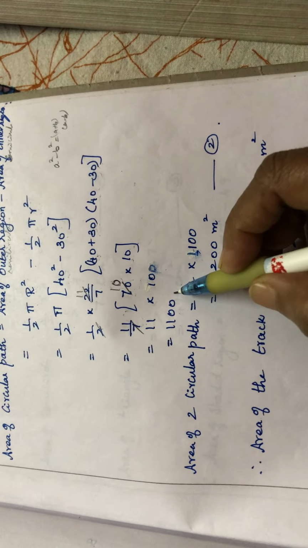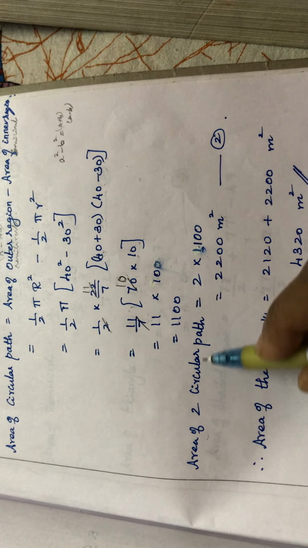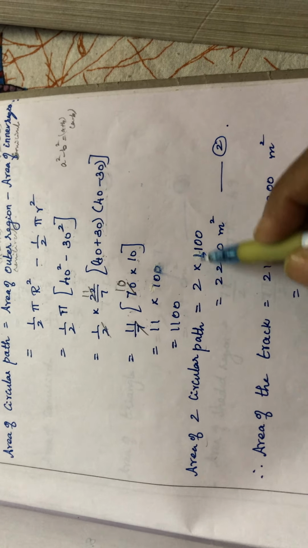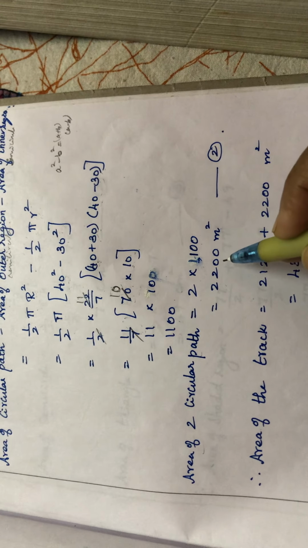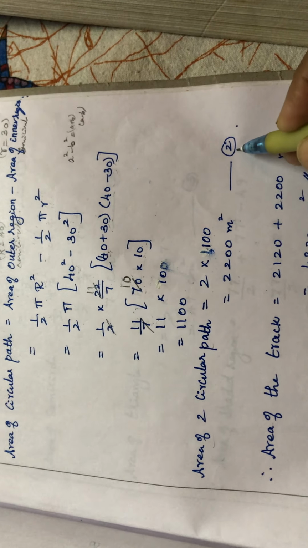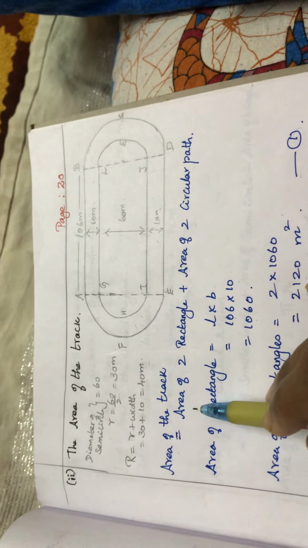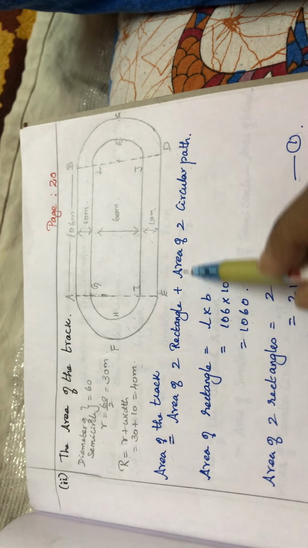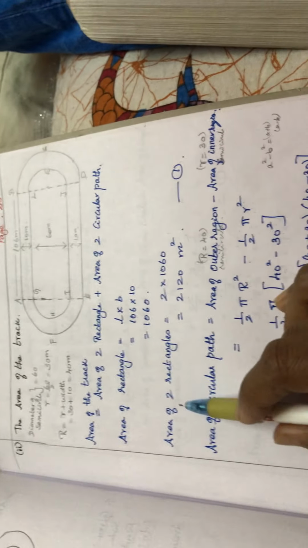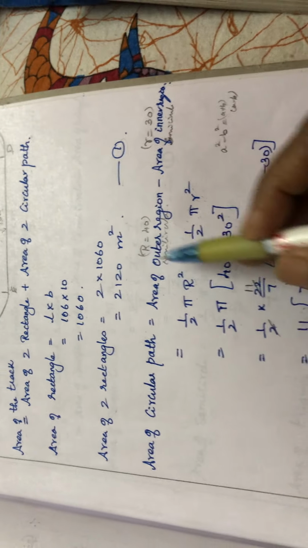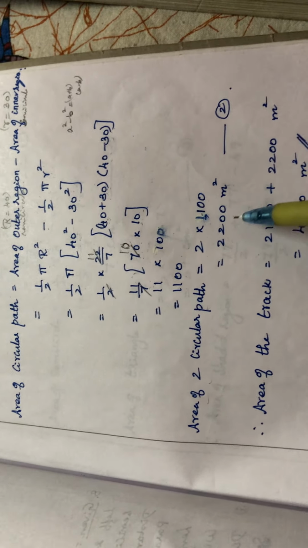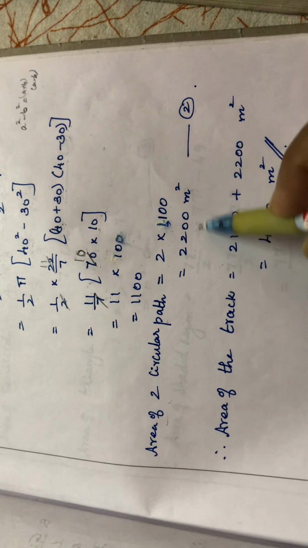Now we have to calculate for the other side also. So area of the second circular part is 2 into that first one, 1100 into 2. So 2200 meters square, mark it as 2. So what is that we have written? Area of the track is nothing but area of the two rectangles plus area of the two circular regions. Area of the two rectangles we have found as 2120. Area of the two circular regions we have found as 2200.